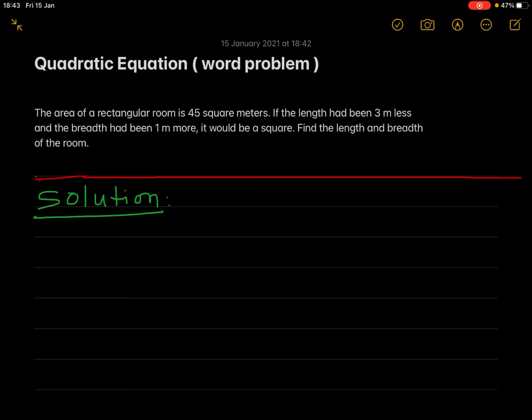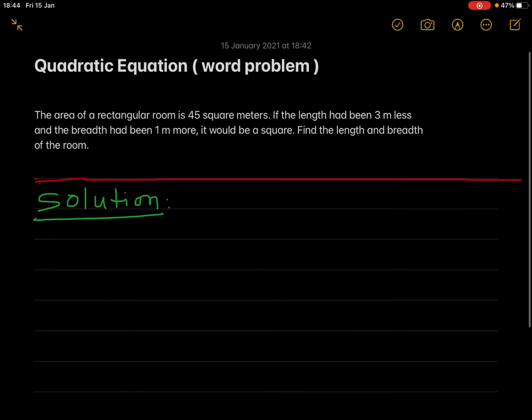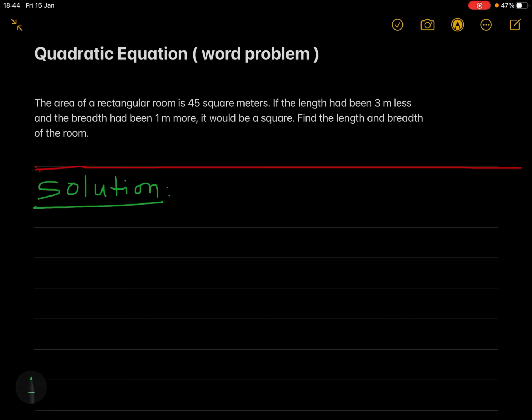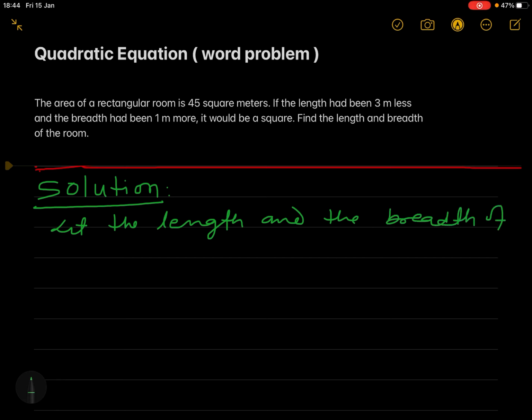This is the question. So now here we are asked to find the length and breadth of the room. So we can consider like this. Let the length and the breadth of the room be L and B respectively.